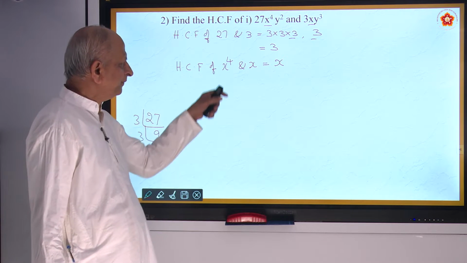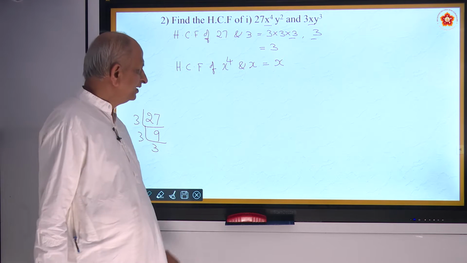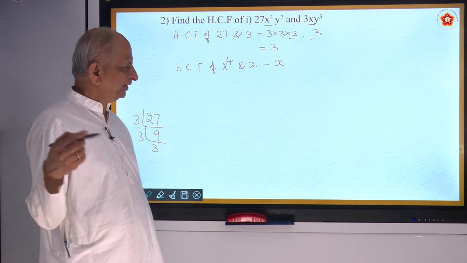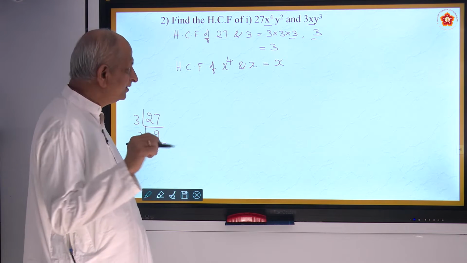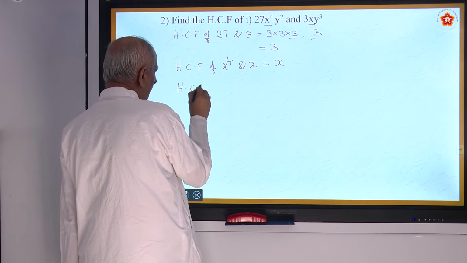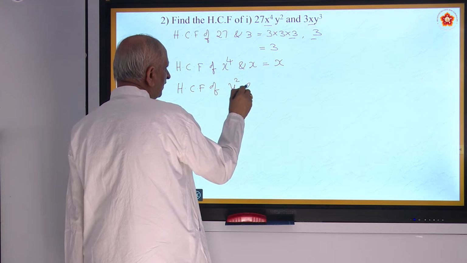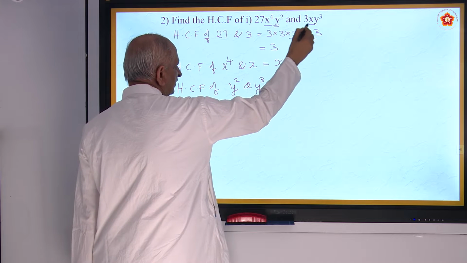What does x to the power 4 mean? x into x into x into x. And the other is x. Common is x. Of course, you need not write all the details. For this problem, I will give details. Next problem, you can directly write the answer. One more is HCF of y squared and y cubed. Here there is y squared, here there is y cubed.